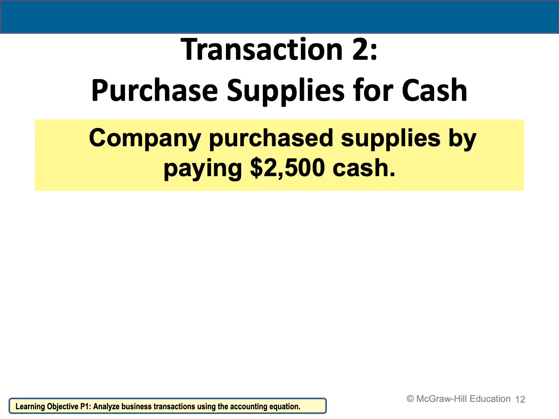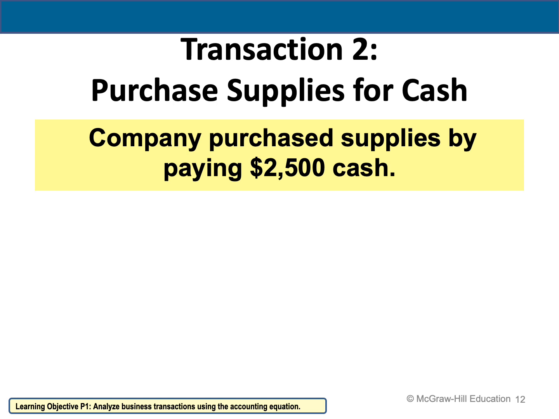Let's move to transaction 2. The company purchases supplies by paying $2,500 cash. Okay, let's analyze this transaction. So I have a company and they purchase supplies. We know that supplies are an asset. If I purchase supplies, it means my supplies are increasing.